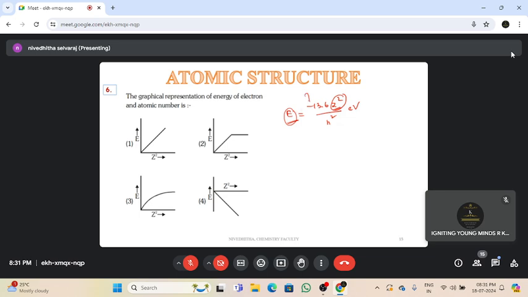But what is the sign here? We have a negative sign. So as you increase the value of Z, the quantity will get decreased. So the energy will get decreased. So the fourth option is the right answer. As the atomic number increases, energy is getting decreased linearly. Okay. Is that clear?